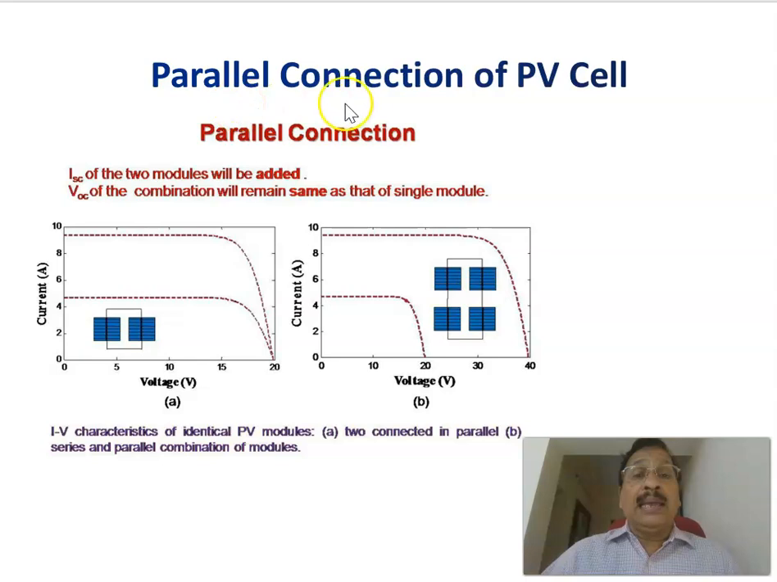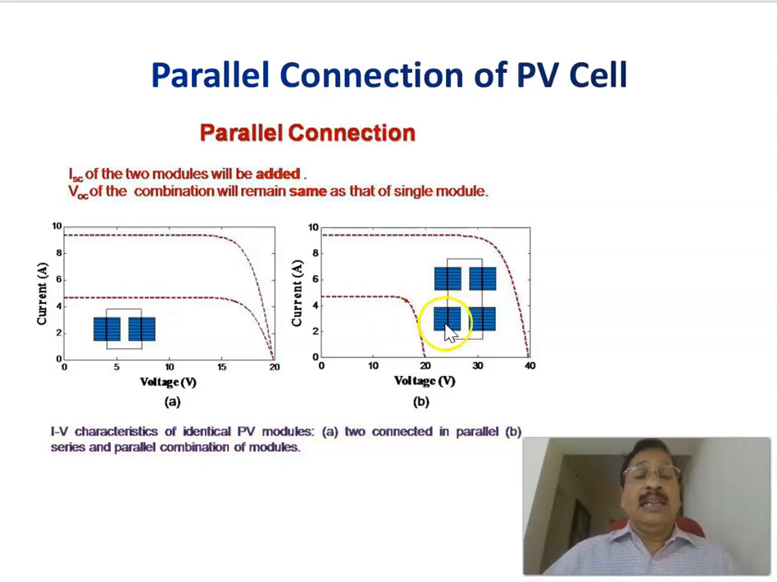Now let us see the parallel connection of photovoltaic cells. In parallel connection, as you know, the voltage is the same, that is, the open circuit voltage is the same, but the short circuit current gets added. Therefore, this is the short circuit current and open circuit voltage of a single cell. If such cells are connected in parallel, you can see that the short circuit current gets doubled, but the open circuit voltage is the same. Therefore, this is the IV characteristic of PV cells connected in parallel.